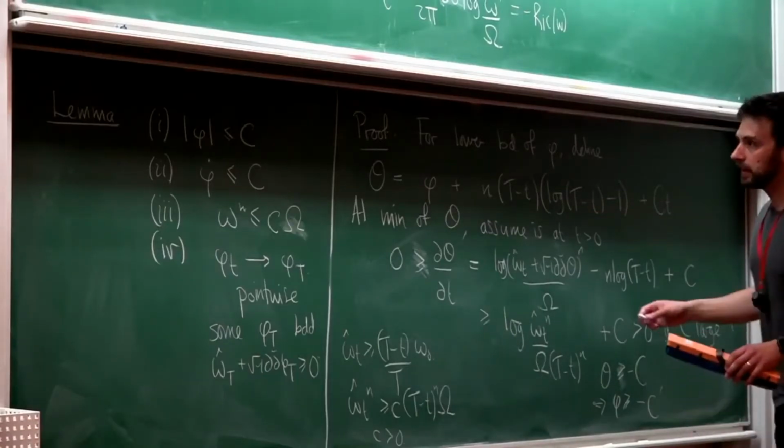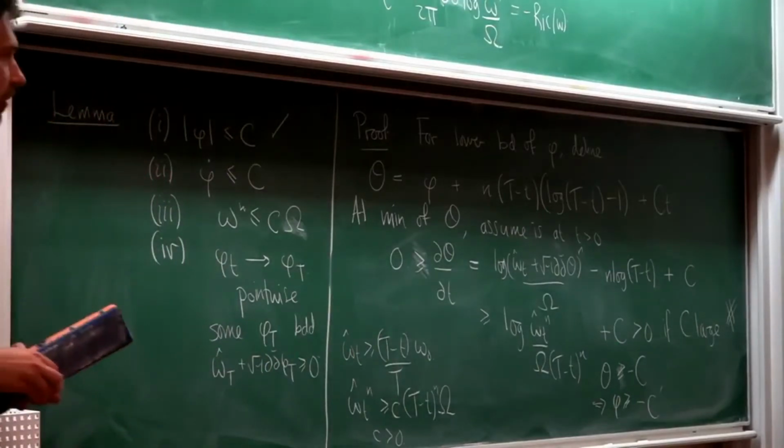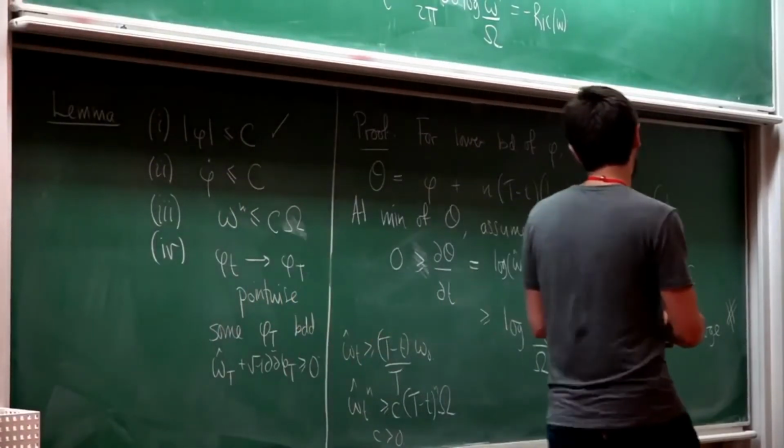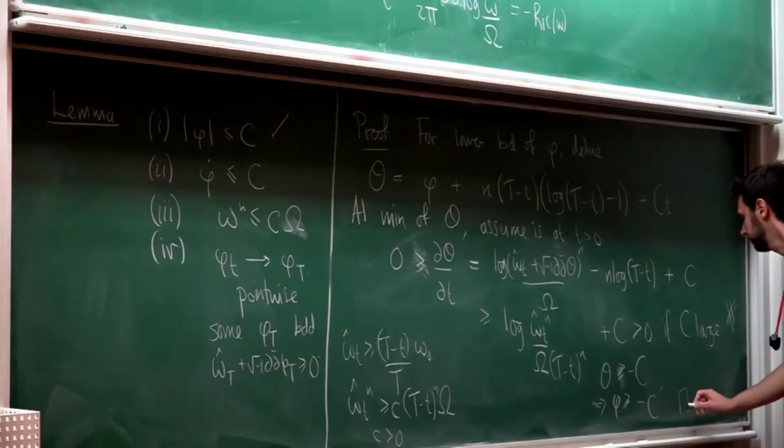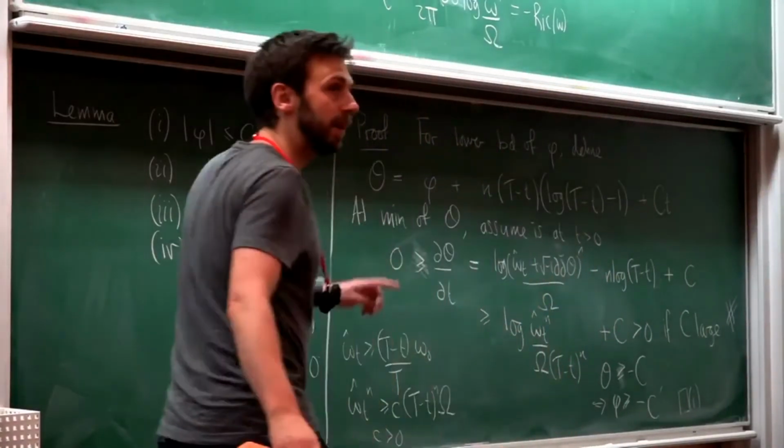Okay, so that gave me the upper and now the lower bounds of phi. So we have the upper and lower bounds of phi. Number 1. So now let's prove the upper bound of phi dot.